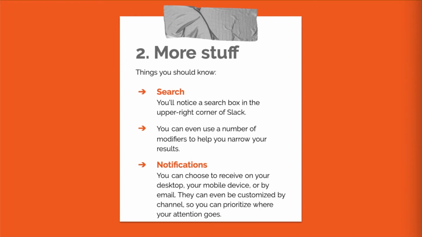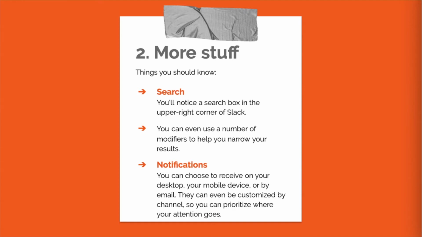Some other cool things you should know about Slack is the search function. You'll be able to use the search function in the upper right hand corner of Slack in order to search for any number of things that you'd like. You can also use modifiers to help narrow your search. Say you're looking directly for a PDF with certain words in the title, you can search for PDFs only to help narrow that search down.